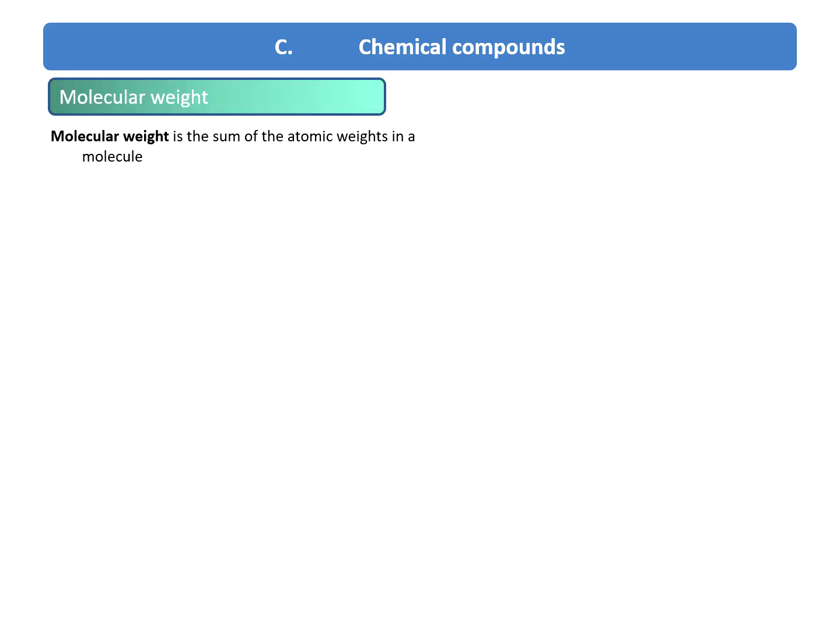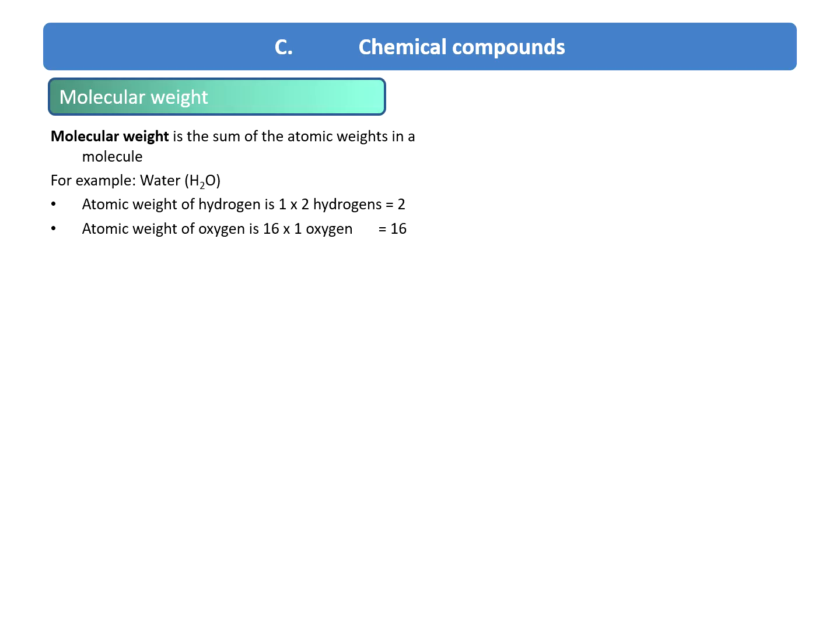The molecular weight is the sum of the atomic weights in a molecule. For example, water, H2O. The atomic weight of hydrogen is 1. There are 2 hydrogens in water, so the total is 2. The atomic weight of oxygen is 16. Water contains 1 oxygen, so the total is 16. Therefore, the molecular weight of water is 18, the 16 plus the 2.